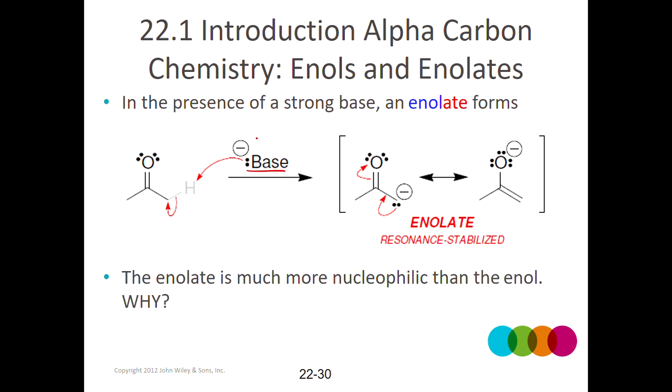If the base is strong enough, it will pick off this proton. Electrons can stay behind, be stabilized through resonance. And now we have what's called an enolate, which has a full negative. And the enolate is much more nucleophilic than the enol. Why is that? Because of the full charge that it has, right?